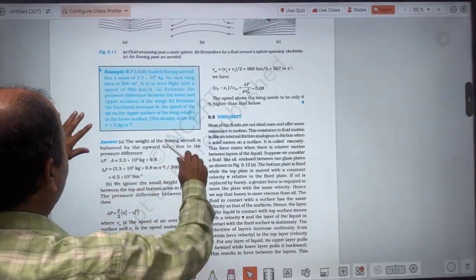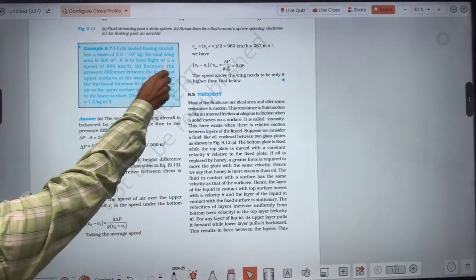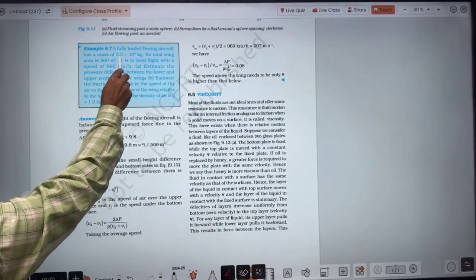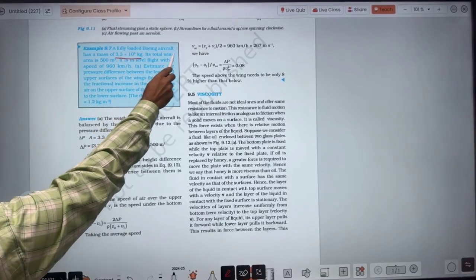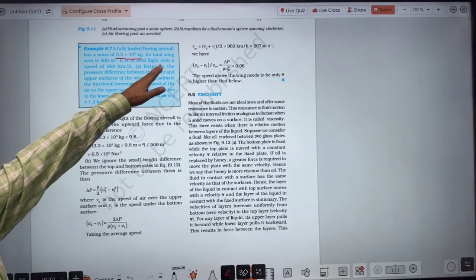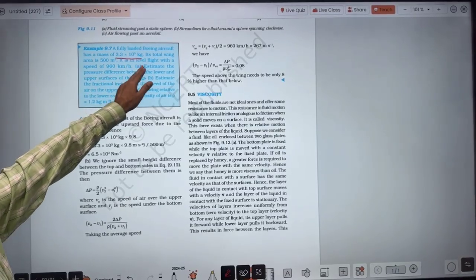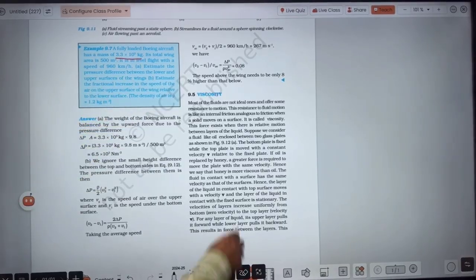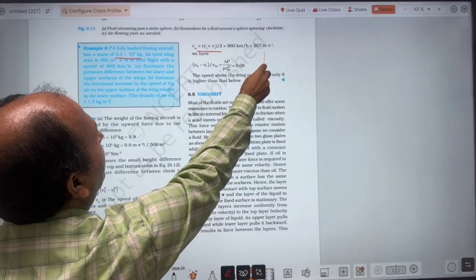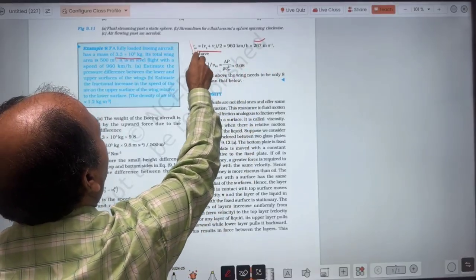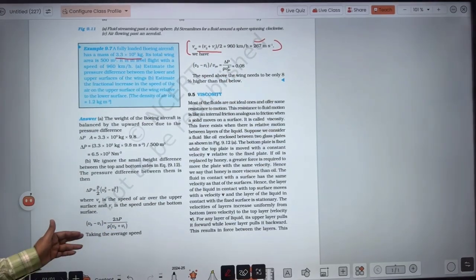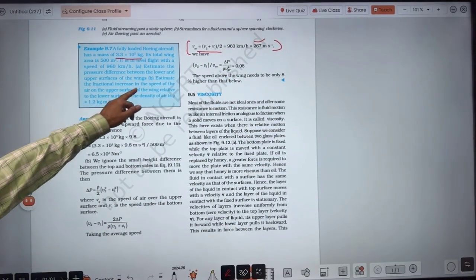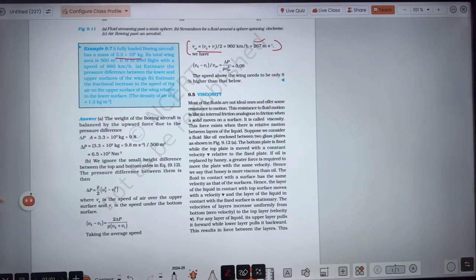Let's re-explain. So what is happening? We are given a fully loaded Boeing B1 aircraft, 3.3 times 10 to the power 5 kg. Total wing area is given, and level flight with a speed of 960 km per hour, right? So we can assume this as average speed, and you know average speed V average equals (V2 plus V1) divided by 2, in meter per second we can evaluate. So this is one relation, and then there is another relation. Our concern is fractional increase in speed, right? So fractional increase in speed means (V2 minus V1) divided by average speed. So that is why we have found here V2 minus V1.